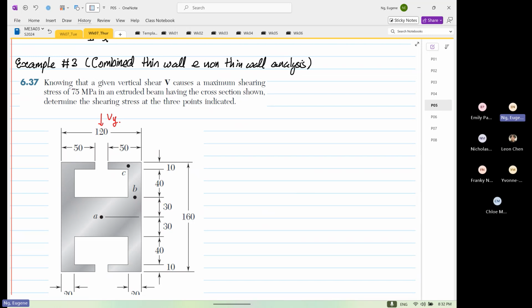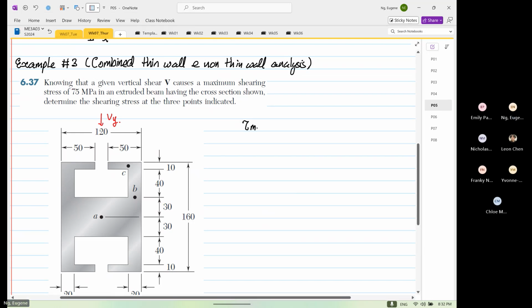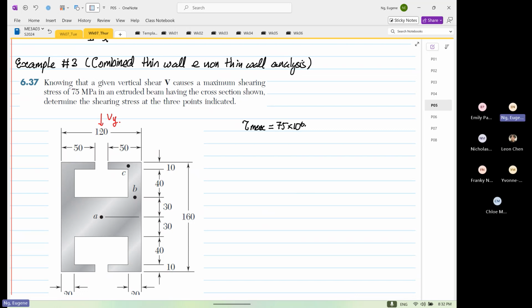Okay, so again, a very similar concept where we were given tau max is equal to 75 times 10 to the power 6 Pascal. Next, we have to locate the position of tau max, and it can be either at point C, it can either be point B, or it can either be point A. For now, we don't know yet. Okay. So next what we are going to do is we are going to design our shear flow.